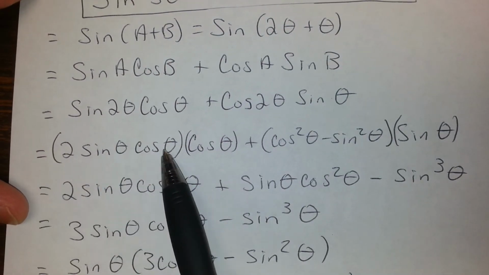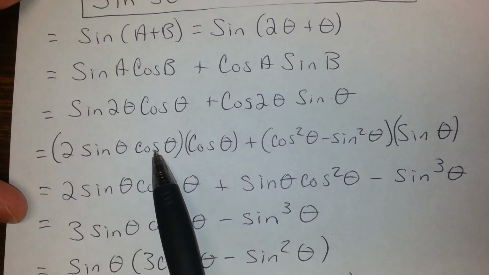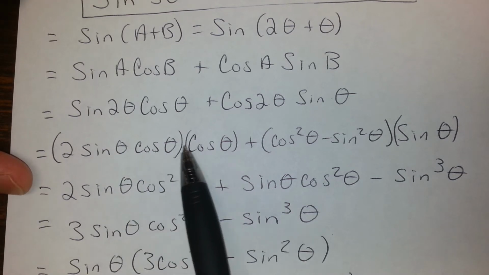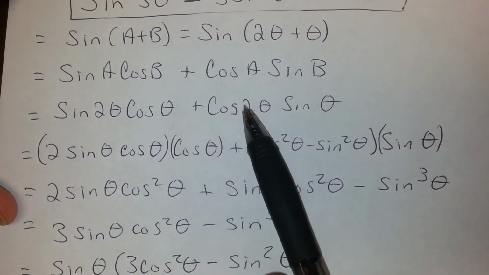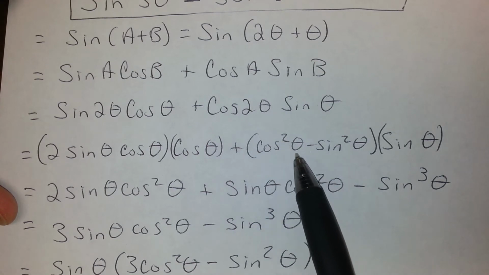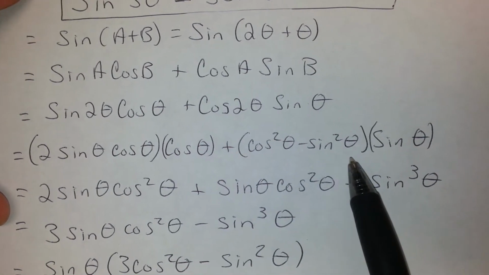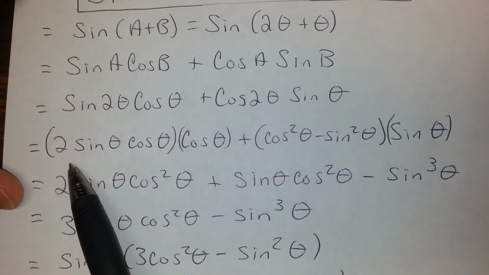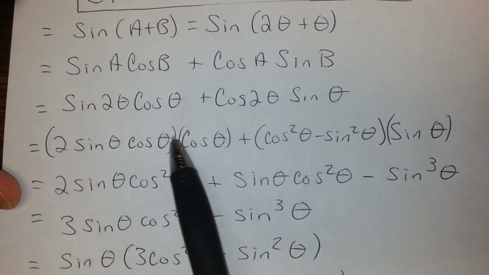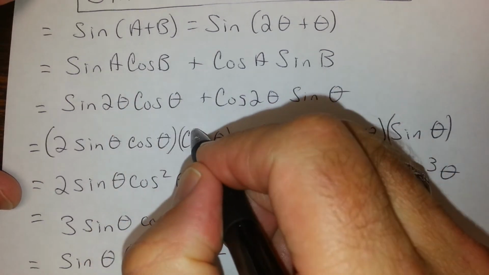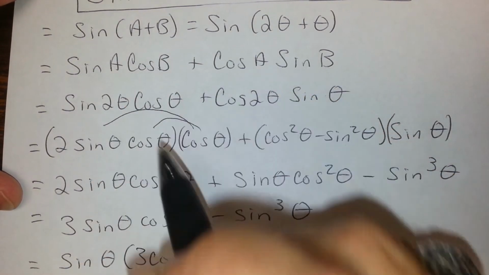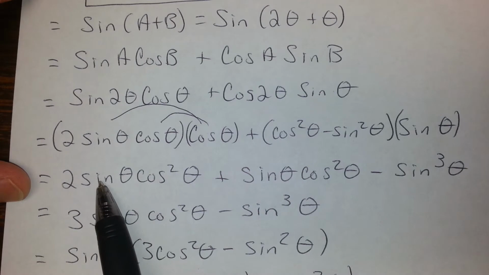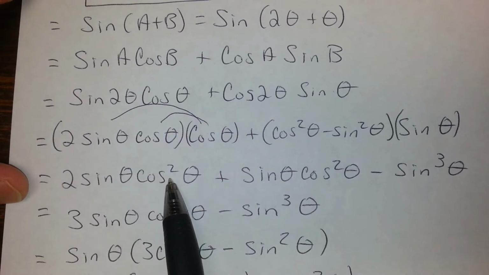So sine of 2 theta is 2 sine theta cosine theta, remember? Times cosine theta. And cosine 2 theta here is cosine squared theta minus sine squared theta, and that's times sine theta. When I multiply this by the distributive property, this times this and this times this, I get 2 sine theta cosine squared theta.